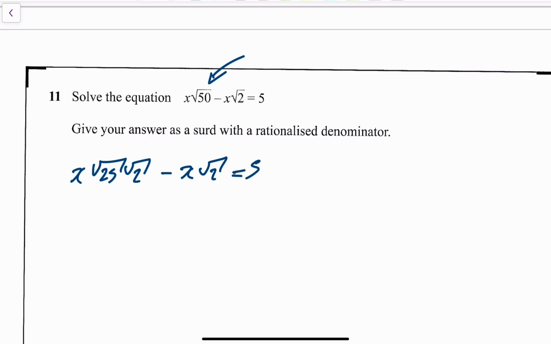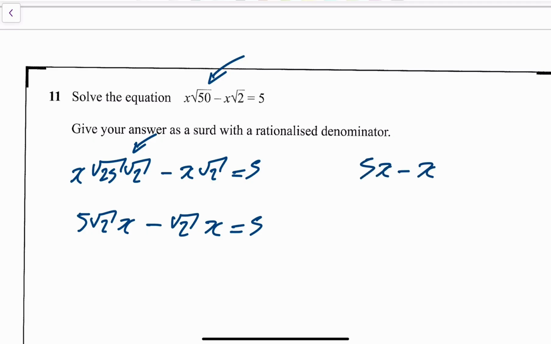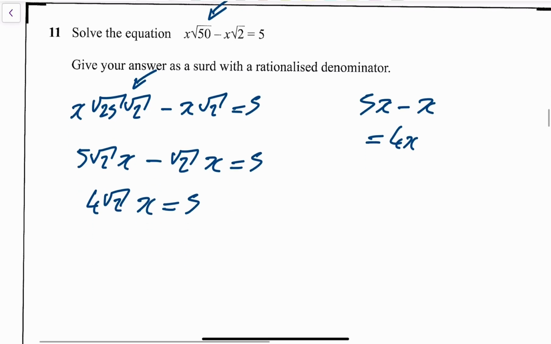So that's really the same as, I'm going to write these differently, that's really annoying me. You've got root 25 is 5, root 2 x, that's a nicer way to write it, minus root 2 x is equal to 5. And then here, the left-hand side, if you had just 5x minus x, that would just be 4x. So if you have 5 root 2 x minus root 2 x, that's just going to give you 4 root 2 x is equal to 5, which means x is equal to 5 divided by 4 root 2.